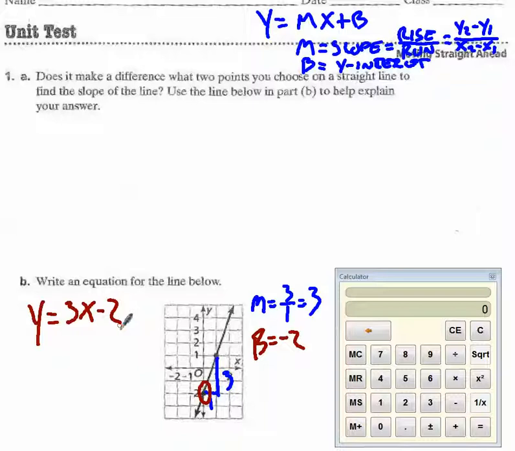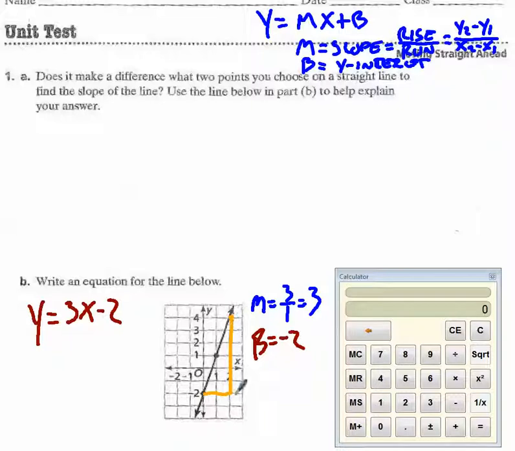Well, does it make a difference? Let's take a look. And I'm not going to write out an answer, I'm just going to verbally explain it as I show why it doesn't. So obviously the answer is no, it does not make a difference. I'm going to pick 2 other points. How about this point and this point? And let's find the slope using these 2 points, and if I get a slope of 3, we know it doesn't matter. So again, rise over run.